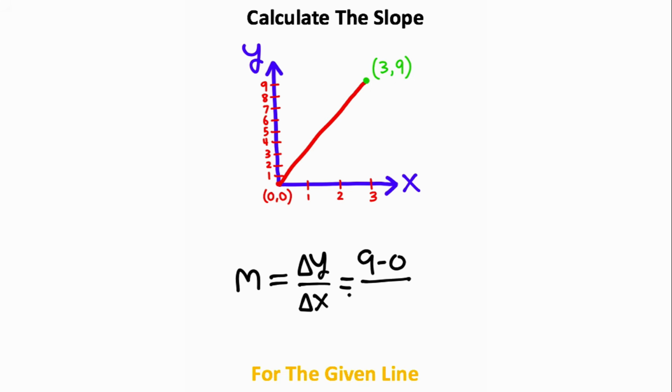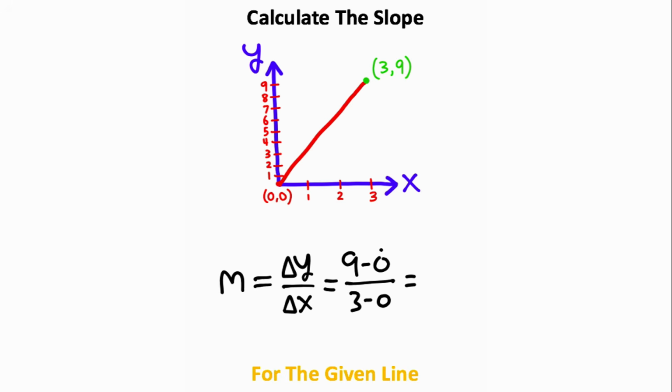Now what I'm going to do is divide this by the change in x. We finish at a position of x equals 3, and we start at a position of x equals 0. So the change is going to be 3 minus 0. 9 minus 0 divided by 3 minus 0 is the same thing as just 3. So 3 is the slope of the line and the answer to the problem.